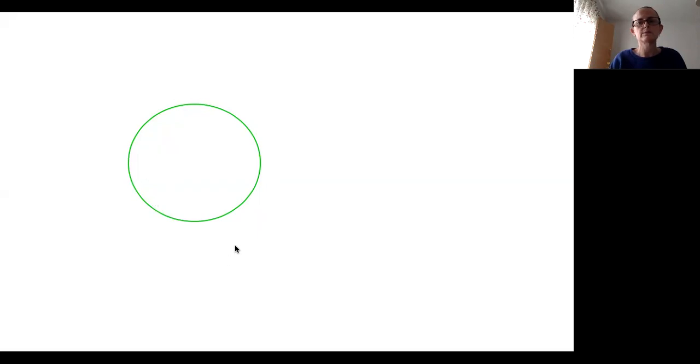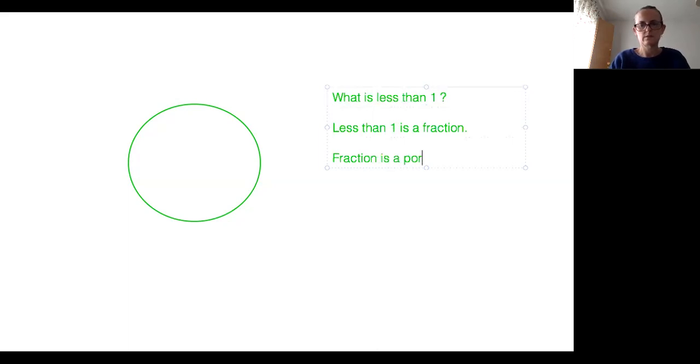So if there's only one, if we have less than one, what is that? Let's just think about what less than one is. If we put that on the side there, what is less than one? Well, less than one is a fraction. Yeah? And a fraction is a portion of something. And circles really allow you to see this quite clearly.